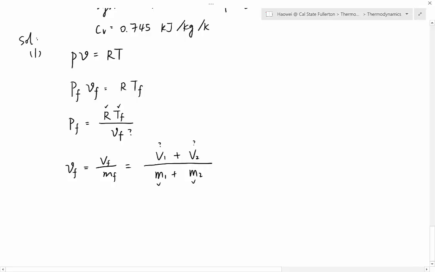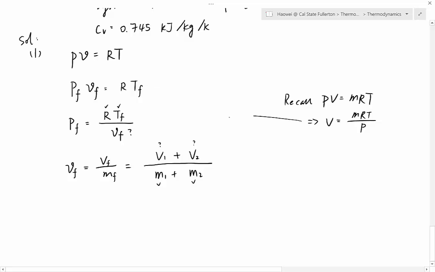Okay, so let's recall right here. PV is equal to mRT. This is another format of ideal gas equation where V is volume. So from this equation, we can find volume. Volume is equal to mRT over pressure.